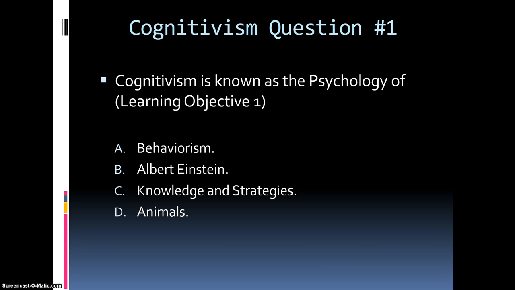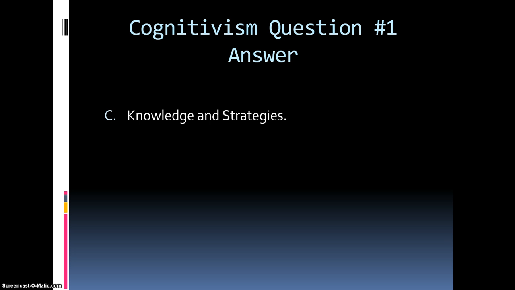Okay, I have some assessment questions that I'd like to review with you. Cognitivism, question number 1. Cognitivism is known as the psychology of, and this is from Learning Objective 1. A, behaviorism. B, Albert Einstein. C, knowledge and strategies. D, animals. And the correct answer is C, knowledge and strategies.